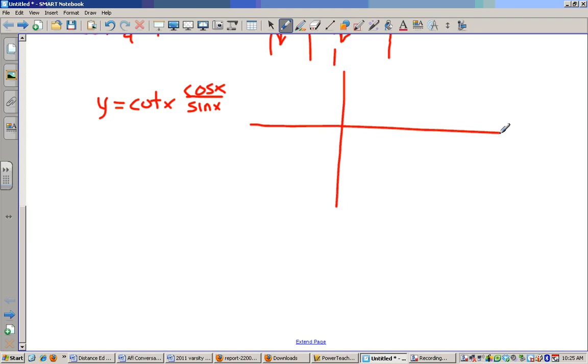Sine has zeros at the whole pi's. Tan has zeros at the whole pi's. Cotan has asymptotes at the whole pi's. So this is what cotan would look like.